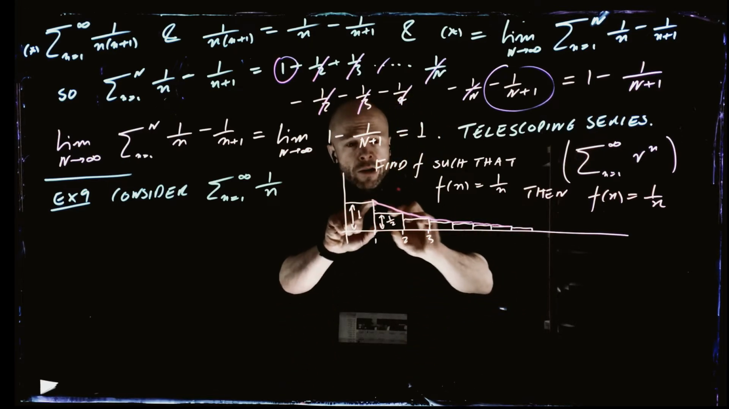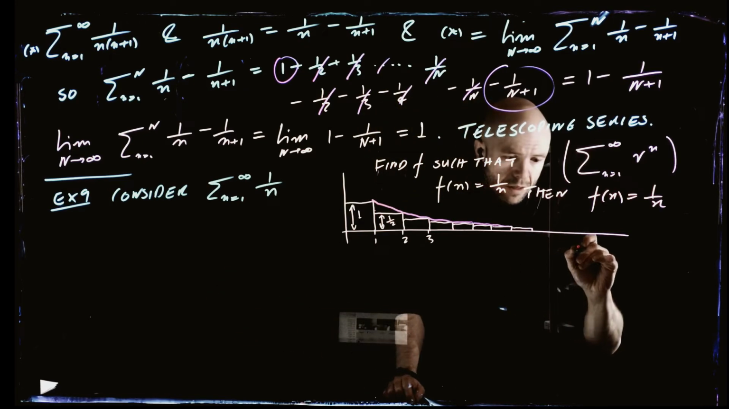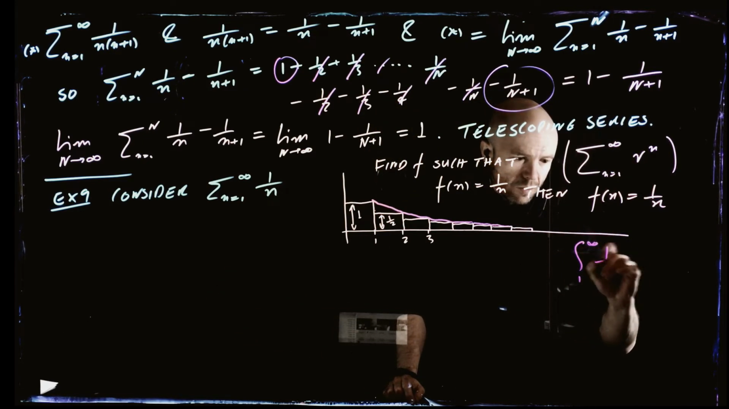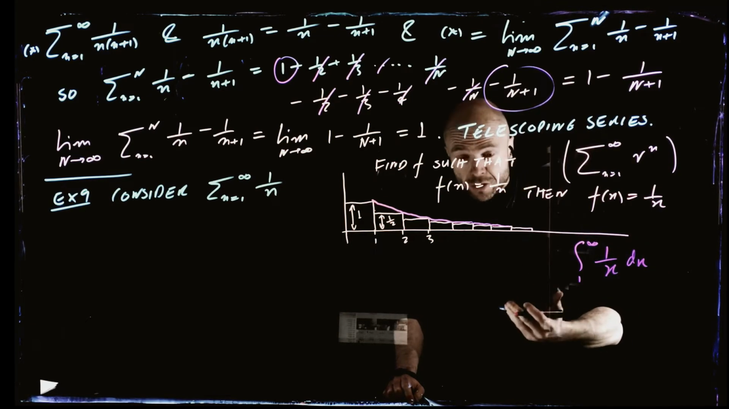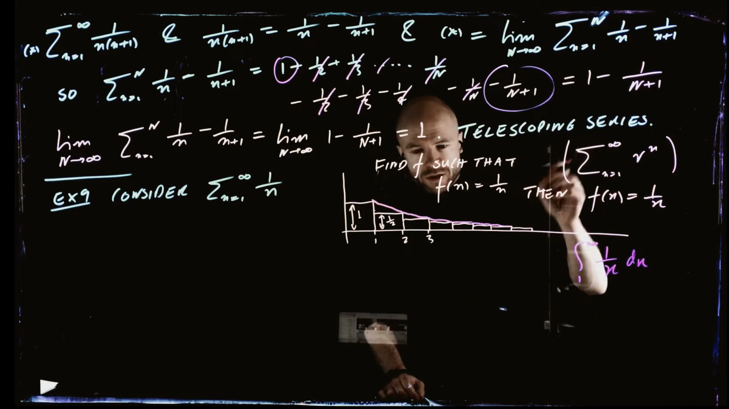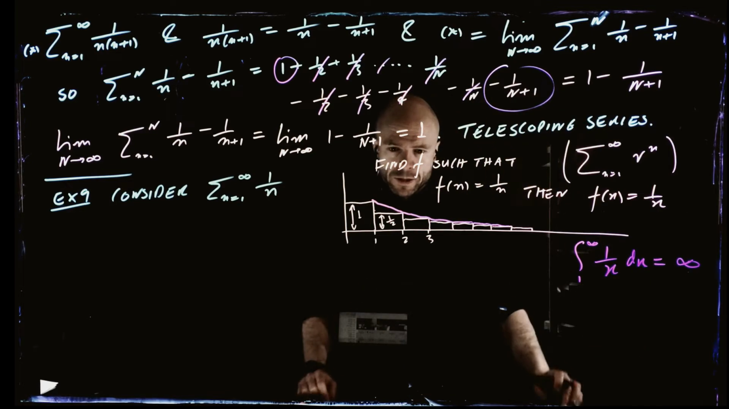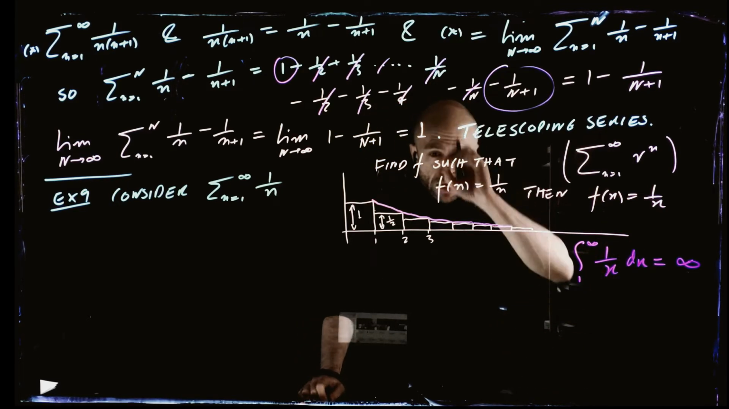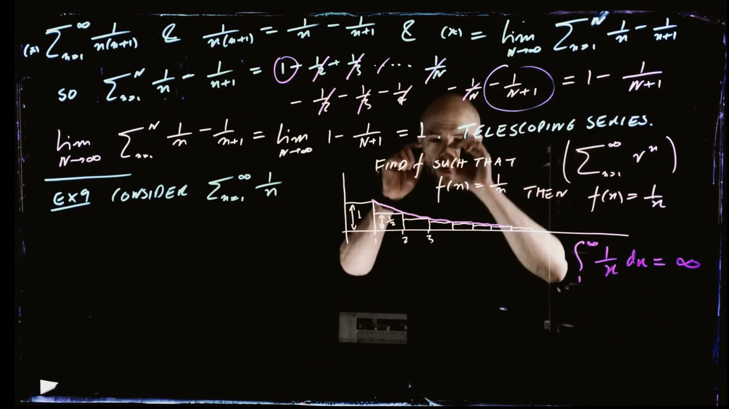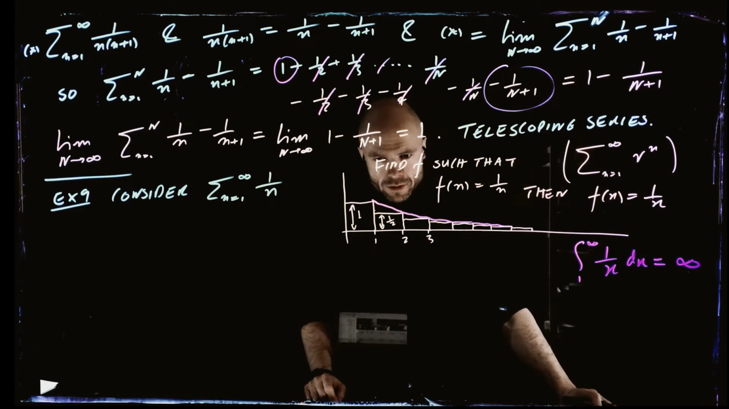If we think about the area underneath the graph of 1 over x from 1 to infinity, we know what that is. The integral from 1 to infinity of 1 over x is a divergent integral. The antiderivative is log, and we just take the limit as r goes to infinity. The area underneath the graph of this function is infinity. The reason is that 1 over x is not going down fast enough to 0 as x goes towards infinity.